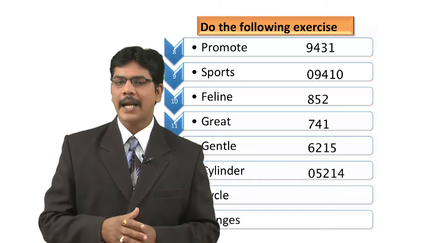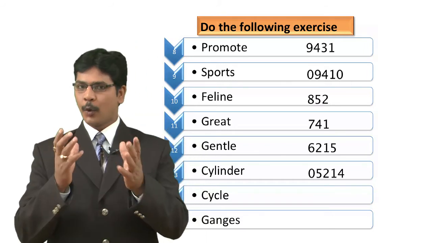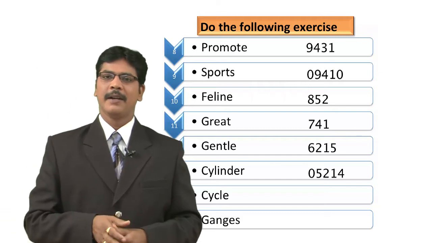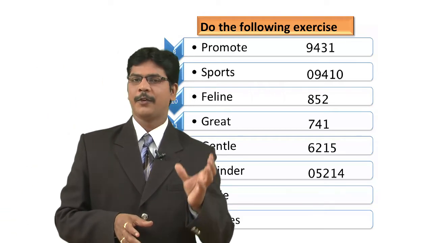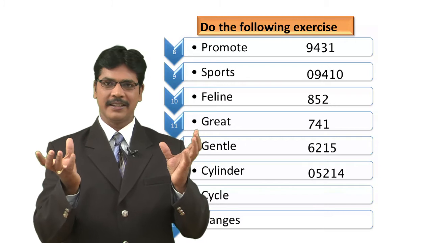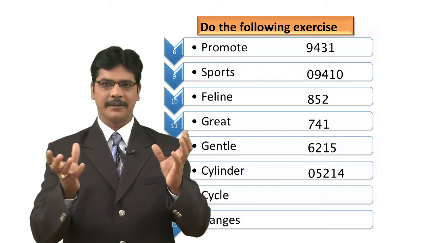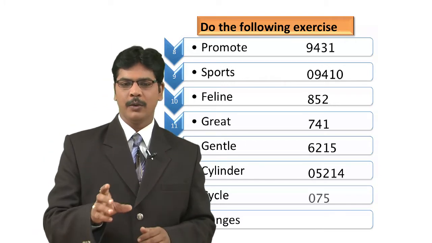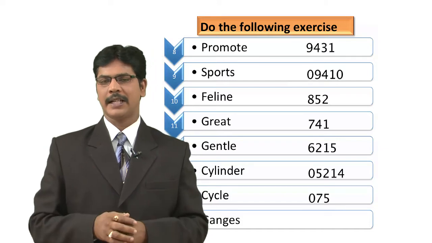And next is cycle. Now, to make it more clear, I gave this word cycle. In this word cycle, the first C is soft C, the second C is hard C. One C is like sir, one C is like K. So the answer is 075. That's the answer for cycle.